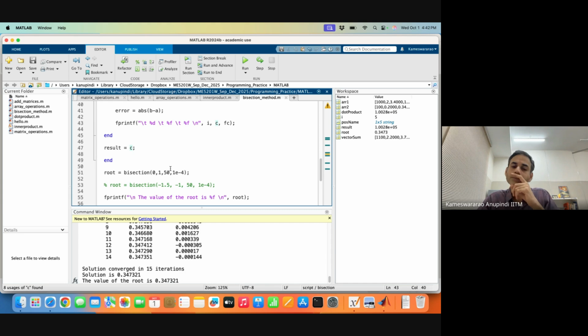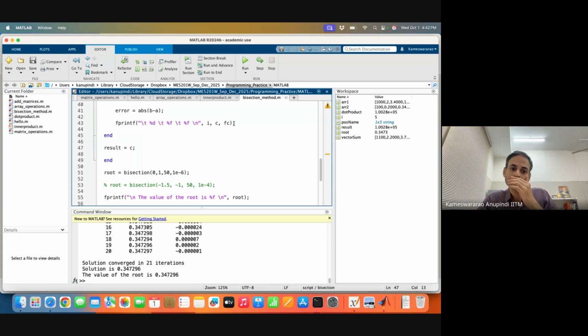Okay, fine. Now instead of 1e minus 4, let me say 1e minus 6, and I want to go to an even finer value. 0.347351, I'm not very satisfied, because 347321 still has an error of 1e minus 4. That's why I want to go finer. So save and then run. Okay, it has converged in 21 iterations. That is nice. Again, it went to 0.247296.